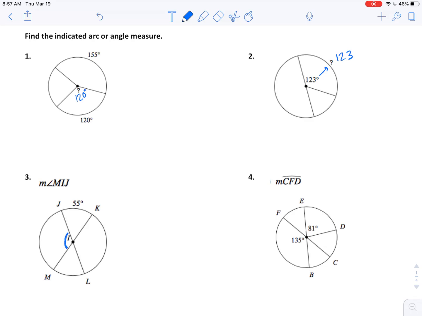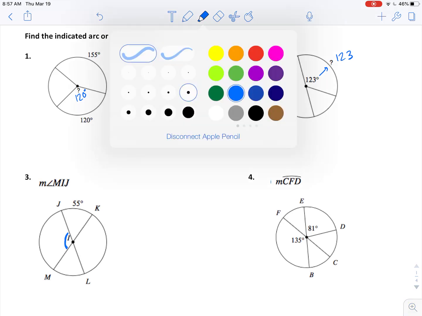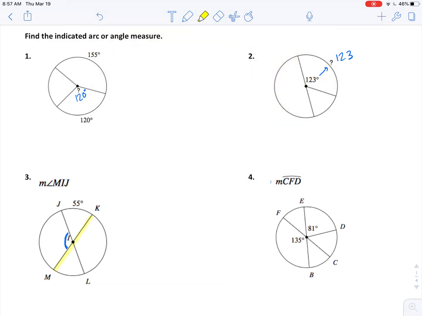All right, so they want us to find angle MIJ. And let's think still about that diameter here. So this whole arc has got to be 180, which means that this part over here is just the leftover piece from 180. So it's got to add with 55 to get 180, which means this must be 125 degrees.